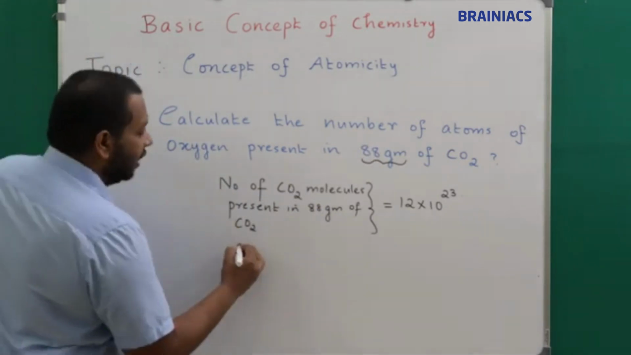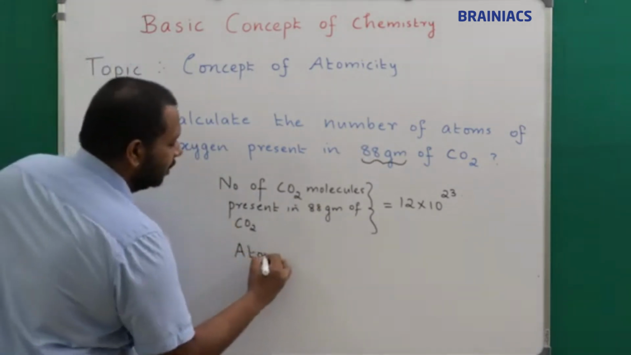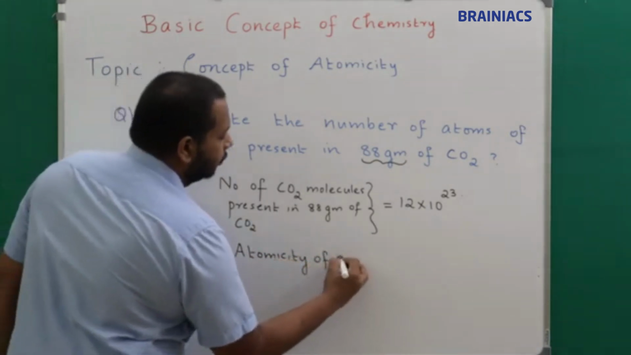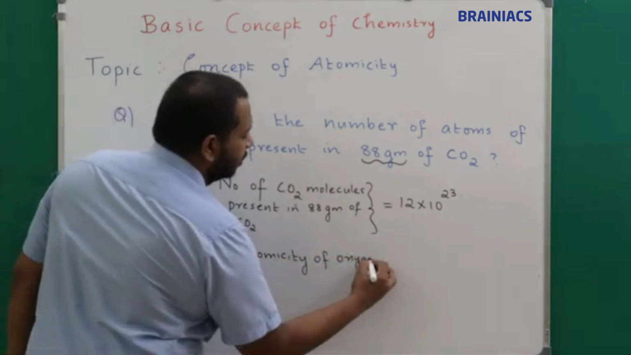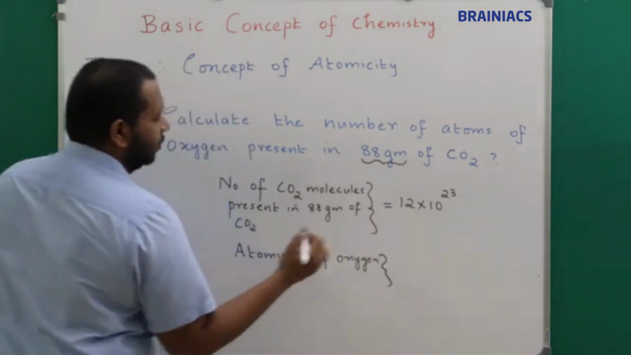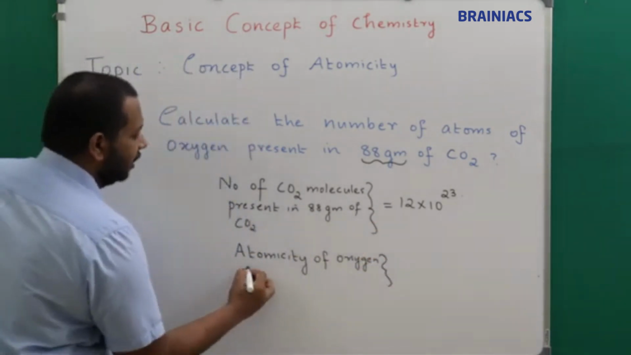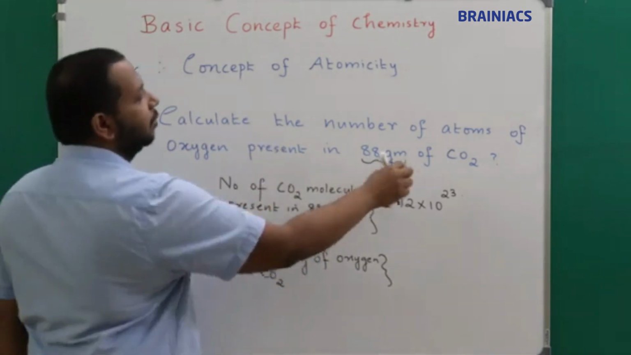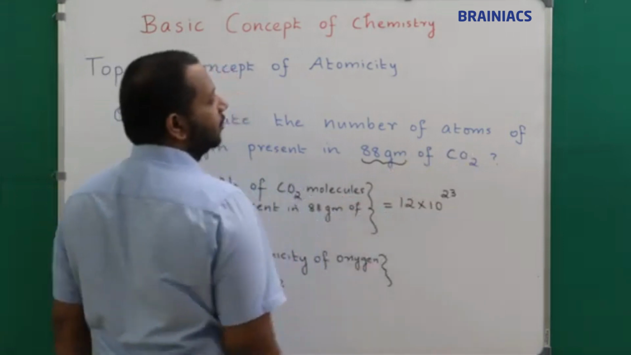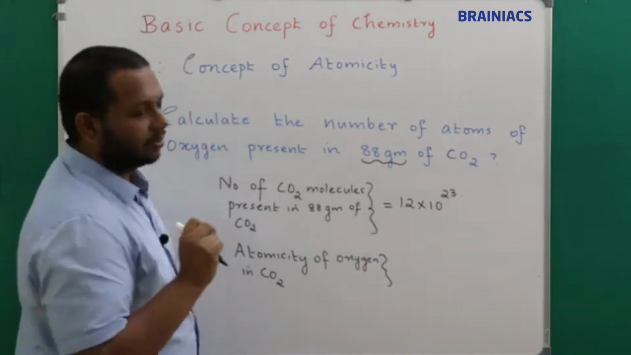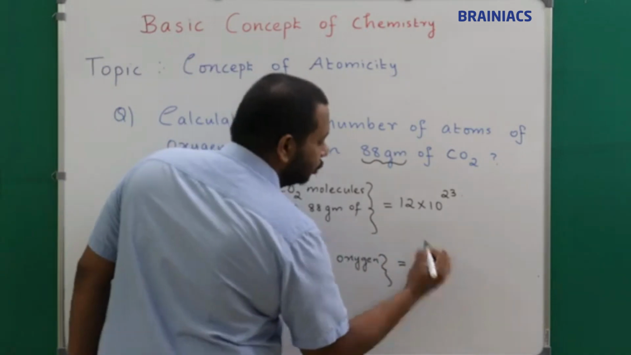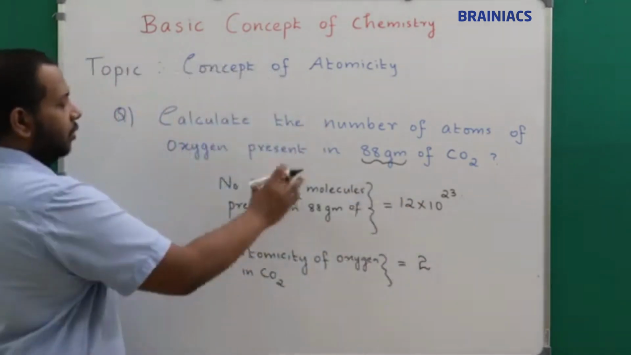So next is atomicity of oxygen. Atomicity of oxygen in CO2. Now tell me, if you take a single molecule of CO2, how many oxygen atoms are present? 2 oxygen atoms are present. So my atomicity of oxygen is equal to what? 2. So I got these 2.